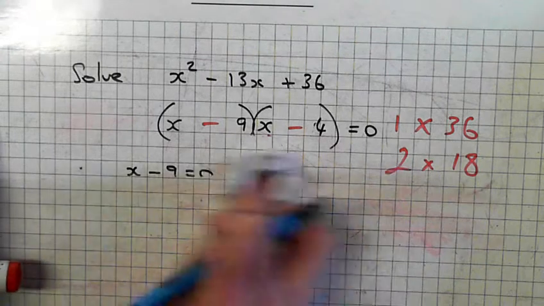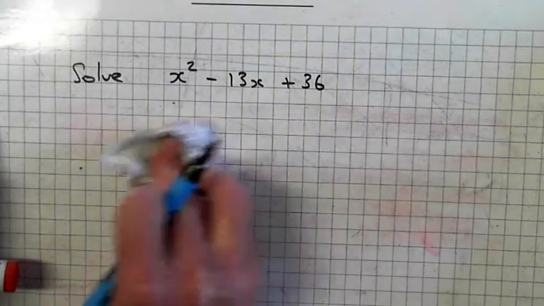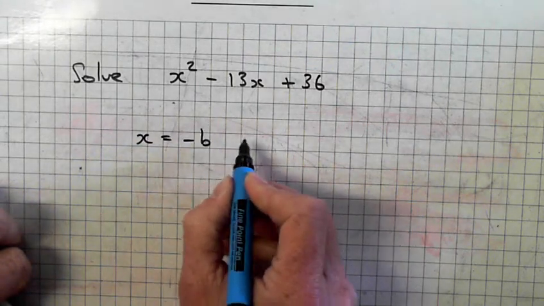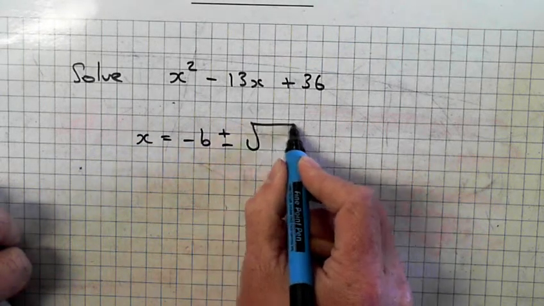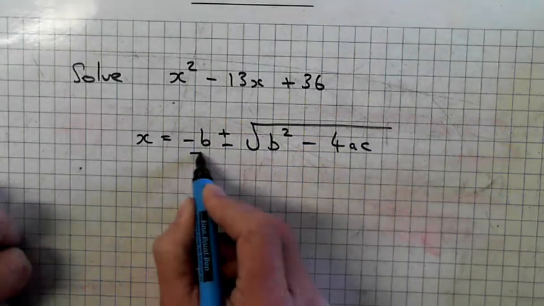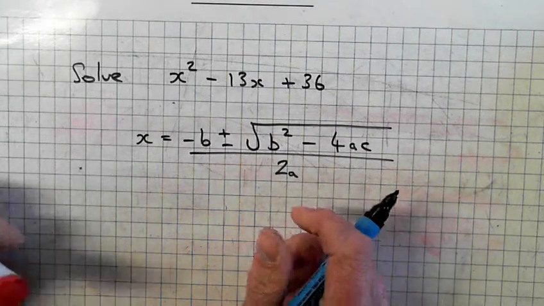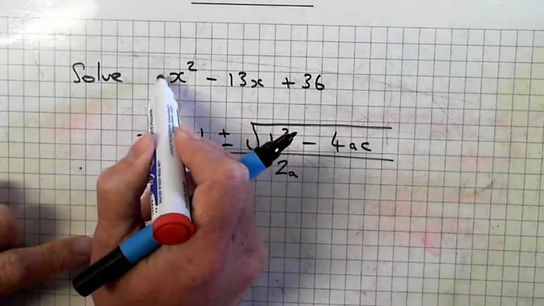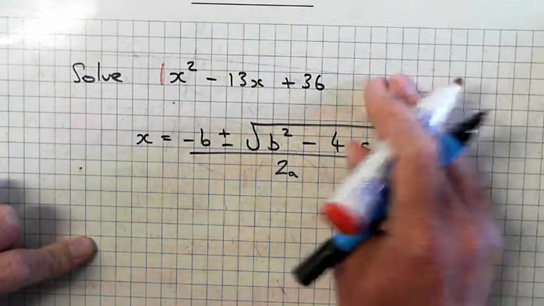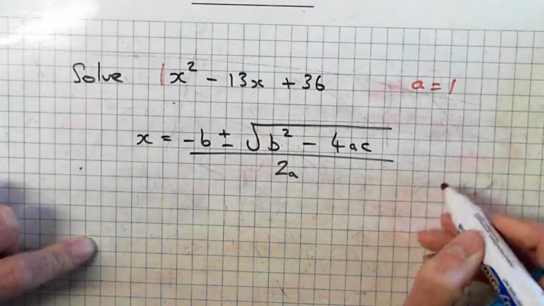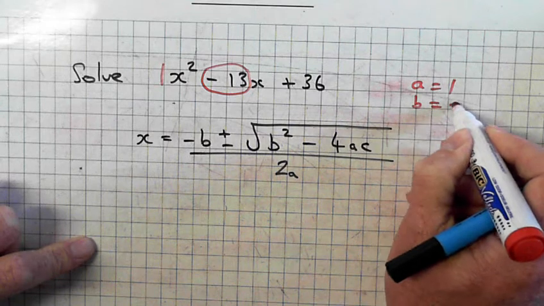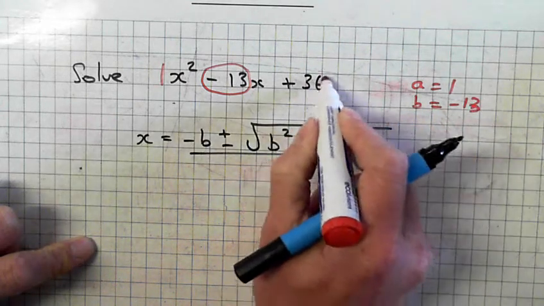Right, there's that way, or the minus b formula way. So the minus b formula: x is equal to minus b plus or minus the square root of b squared minus 4ac, over 2a. a is the number in front of the x squared, 1. Right, a is equal to 1. b is the number in front of the x. b is equal to minus 13. c is equal to 36.